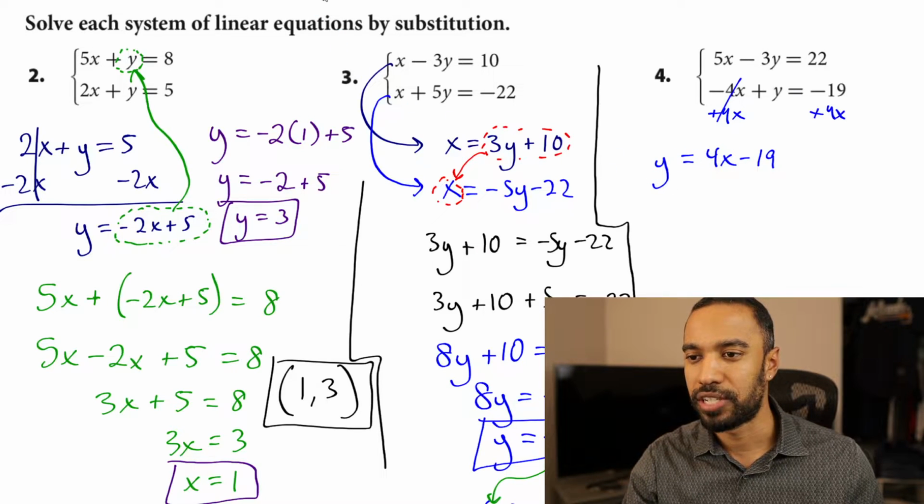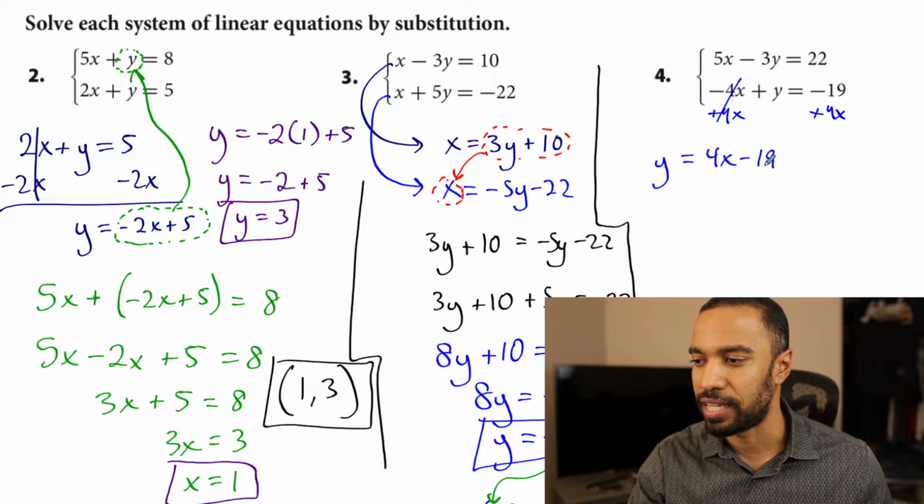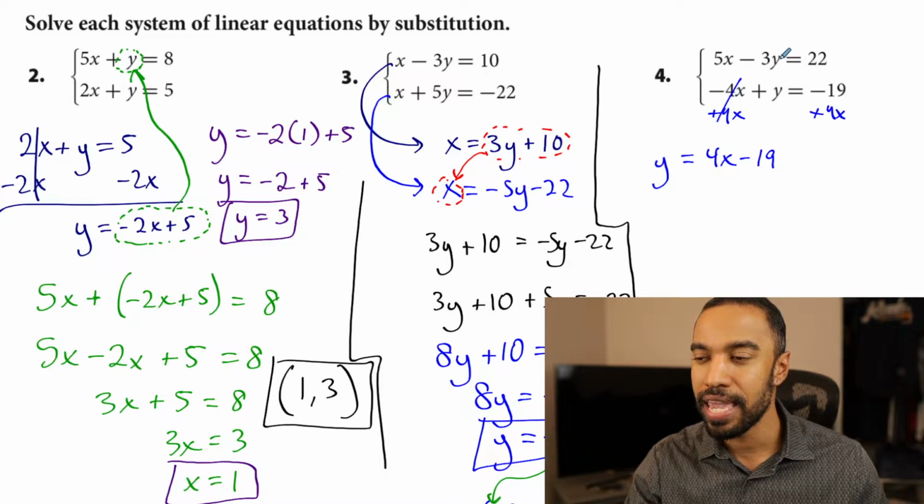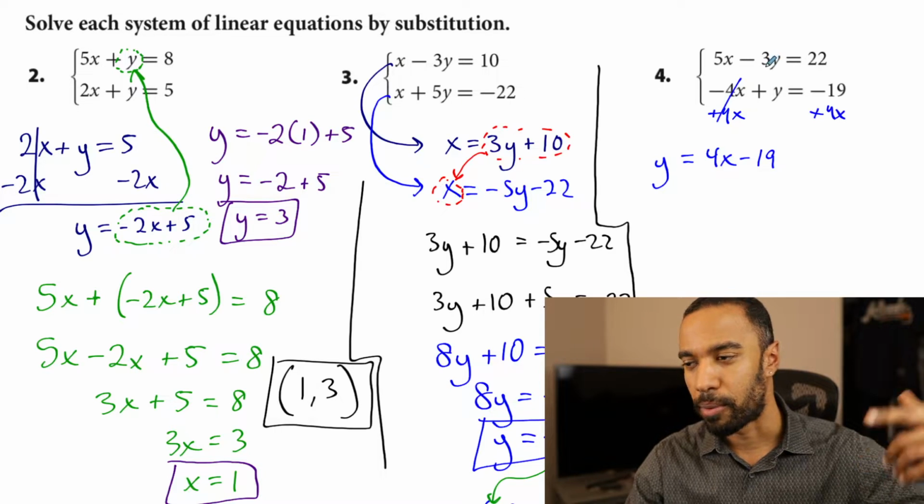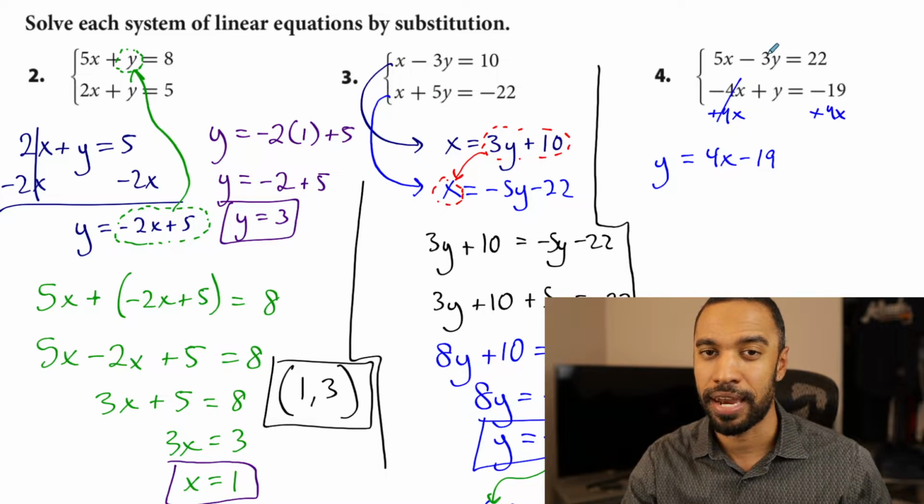y equals 4x minus 19. I'm going to take 4x minus 19, this expression that is equivalent to y, and I'm going to substitute it in for y in the other equation. Remember, it has to be the other equation. And I say that, you might ask why it is.